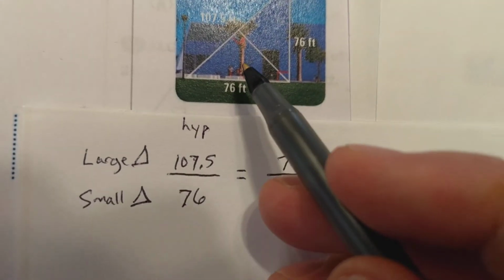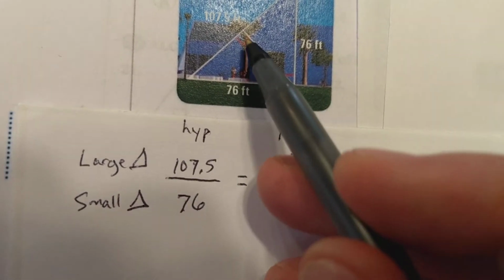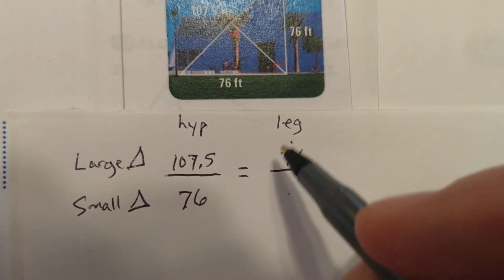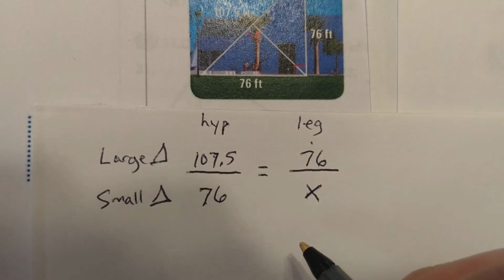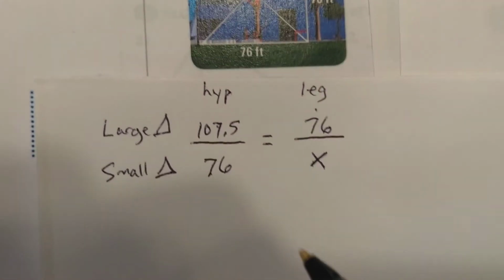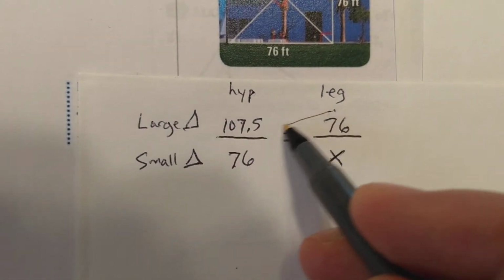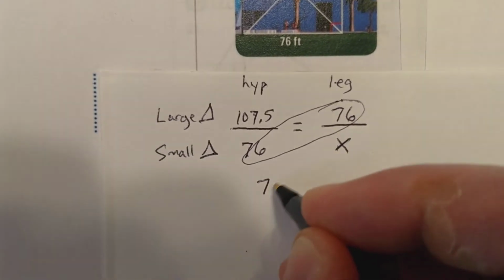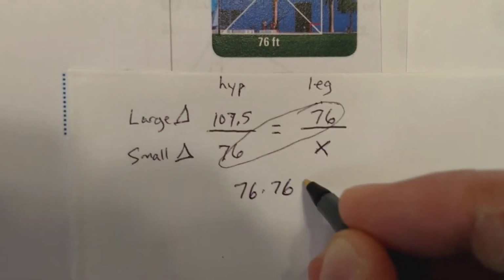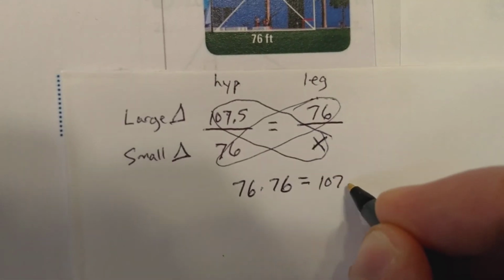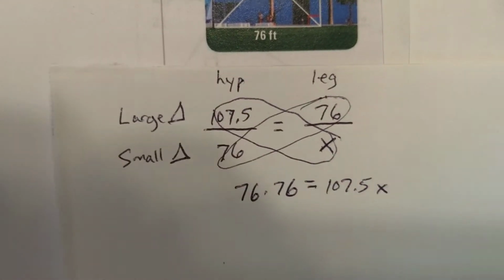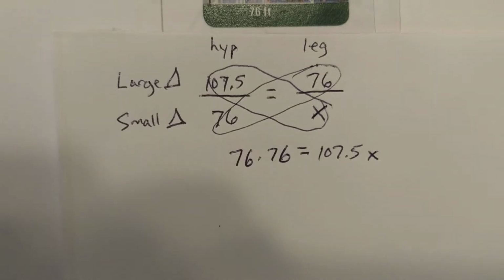And if I'm looking at the leg of this small triangle, that's this one right here, which is the altitude. I don't know what that is. That's what I'm trying to find. So I'll label that as X. So now I've got a proportion, and I can do my cross multiplying and say that 76 times 76 is going to be the same as 107.5 times X.